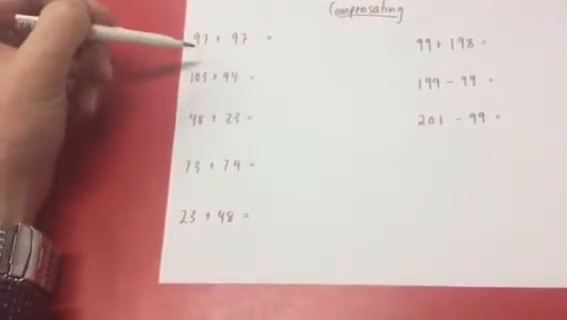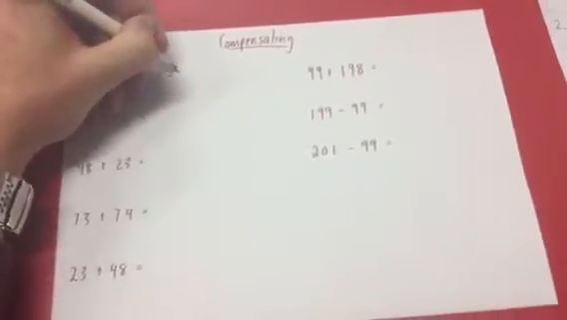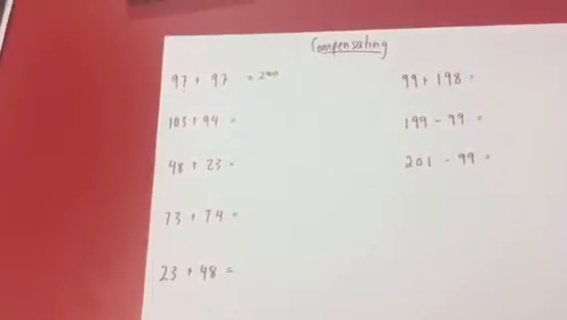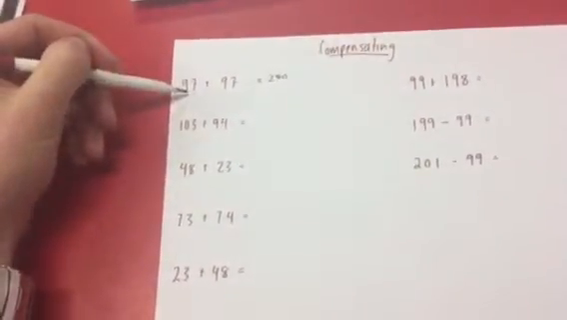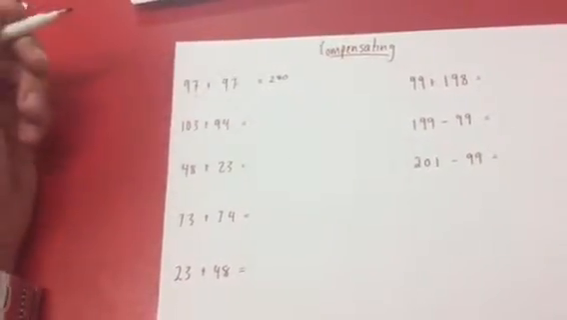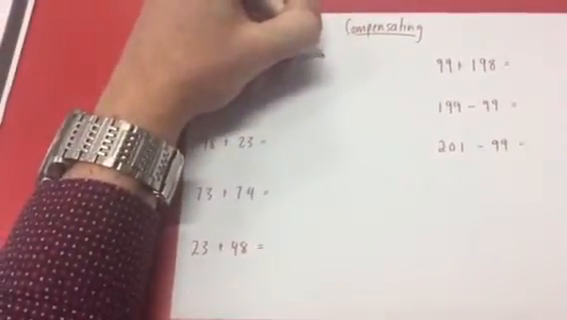Okay, this question here, 97 plus 97. I would make that 100 plus 100. Okay, and the answer is 200. Now what's important to remember is that I plussed 3 to make this 100 and I plussed 3 to make this 100. So at the end, I need to subtract 6.